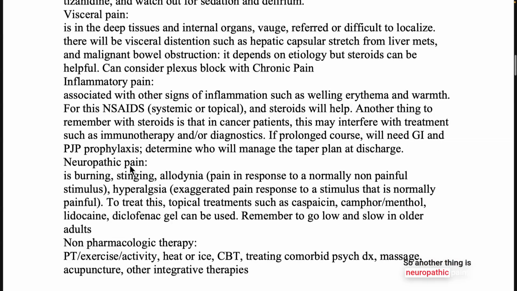So another thing is neuropathic pain. This is burning, stinging, or allodynia, or hyperalgesia. What is allodynia? This is pain in response to a normally non-painful stimulus. For example, you touch a stroke patient and they give you lots of pain report. So that's allodynia. Hyperalgesia is an exaggerated pain response to a stimulus that is normally painful. To treat this, topical treatments such as capsaicin, camphor, and menthol, lidocaine, or diclofenac gel can be used. Remember to go low and slow in older adults.